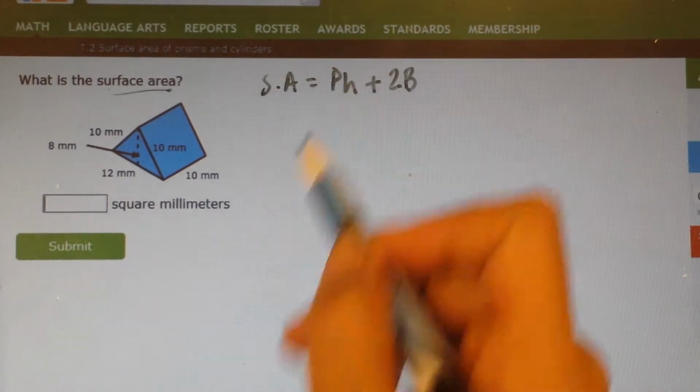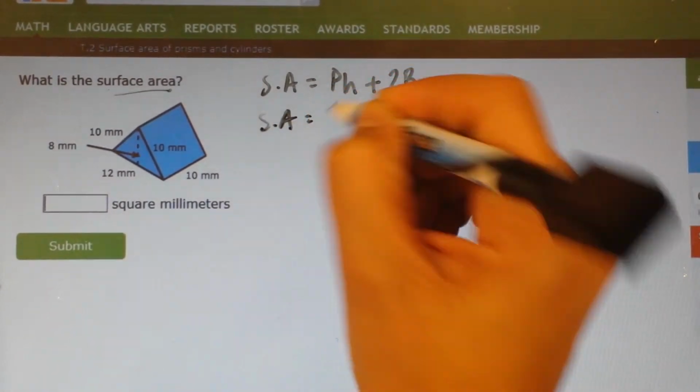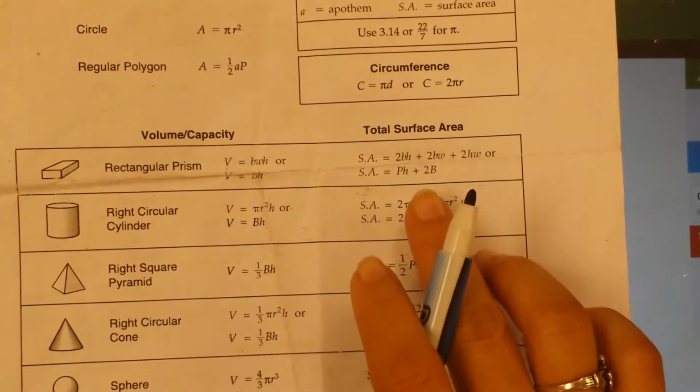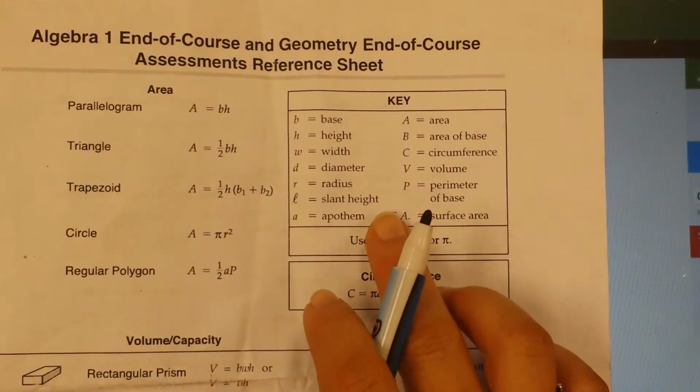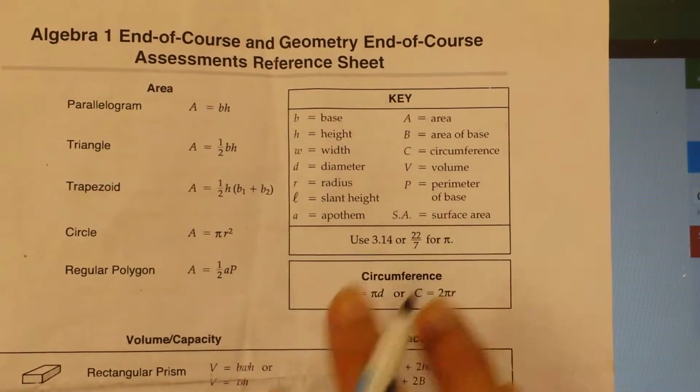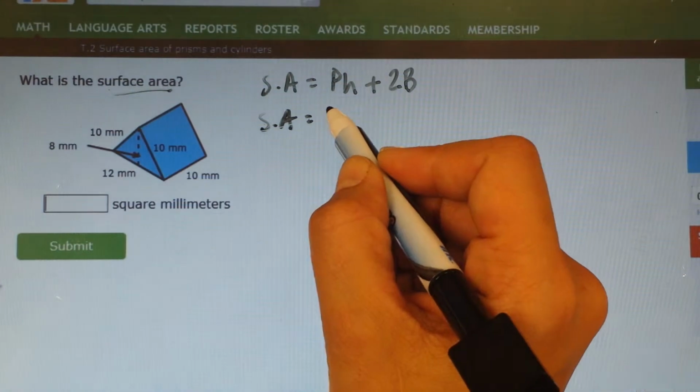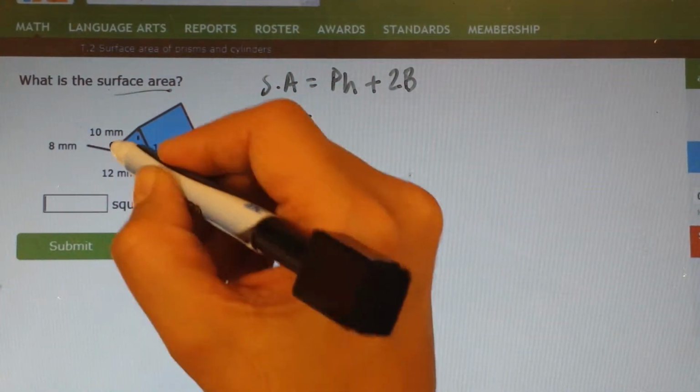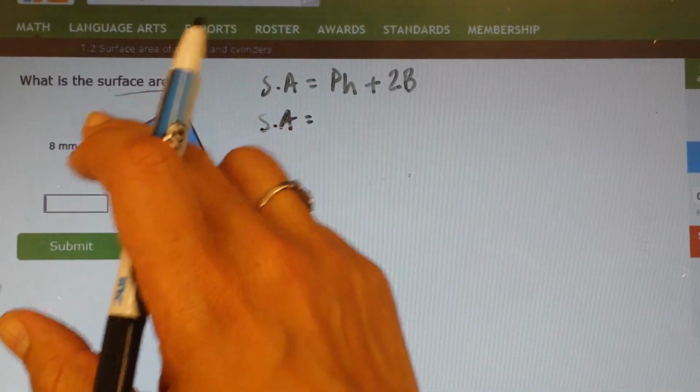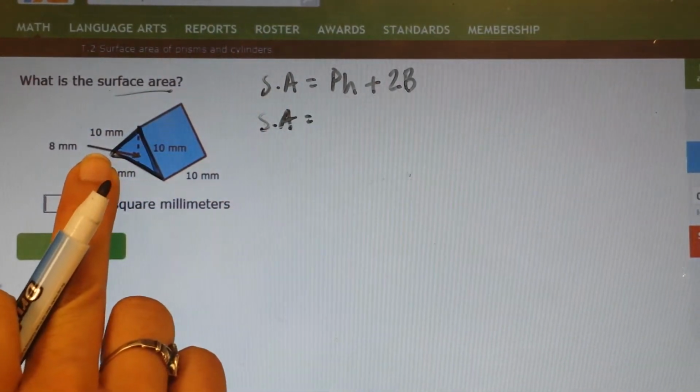All right. I don't know what capital P is. No problem. So I'm just going to look up at the key and I see P is the perimeter of the base. So where P is, I'm going to put the perimeter of the base. So this is the base right here. Now perimeter, remember, is the distance around the shape. So I'm just going to start at one point and walk around the shape.